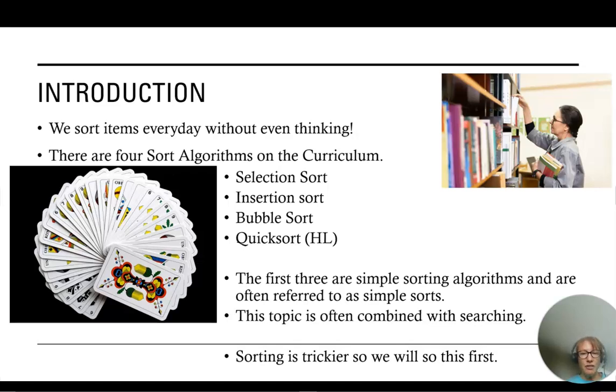And that is part of the problem with doing sorting in terms of coding, is that we do it so automatically. It can be tricky for us to separate what we're doing into steps that a computer program can understand.